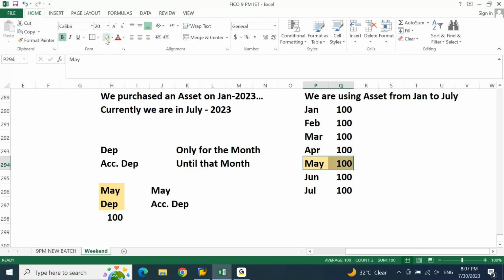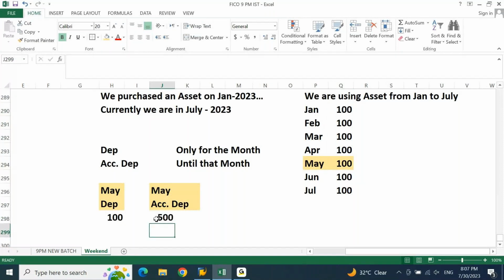Whereas on the other side, if I talk about accumulated depreciation for the month of May, this is not just May, this is until that month. You count May and then go backwards. From this May until the starting, whatever the months you have, whether it is 5 months, 100 months, you go back till the first month. If I go back from May, how much am I getting? 500. This is my accumulated depreciation. Clear?